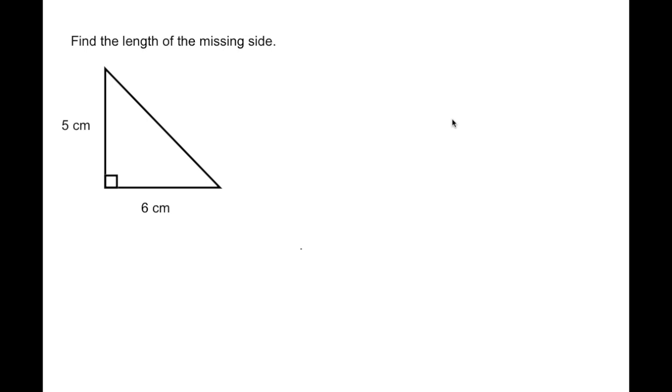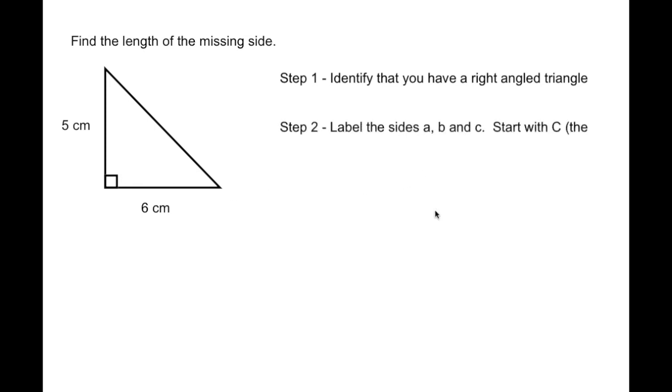So let's look at this question again and establish some steps. So step 1 was identify that you have a right angled triangle. That's the first thing we did. We identify it by the square in the corner here. Step 2 was label the sides A, B and C. Start with C. That was the hypotenuse, the longest side, and that's always opposite the right angle. Once you've written C in, you can label the other two A and B.